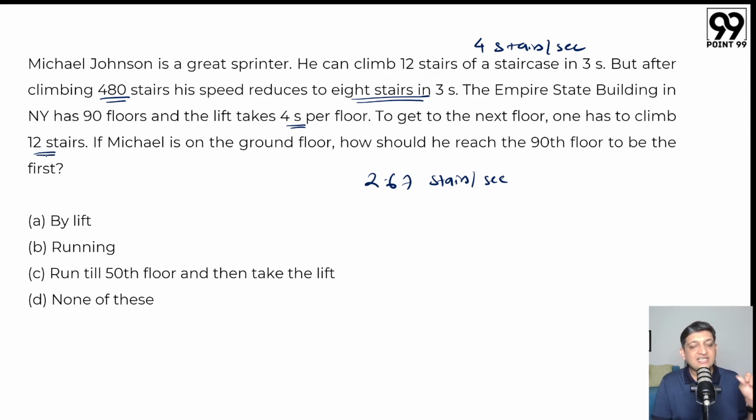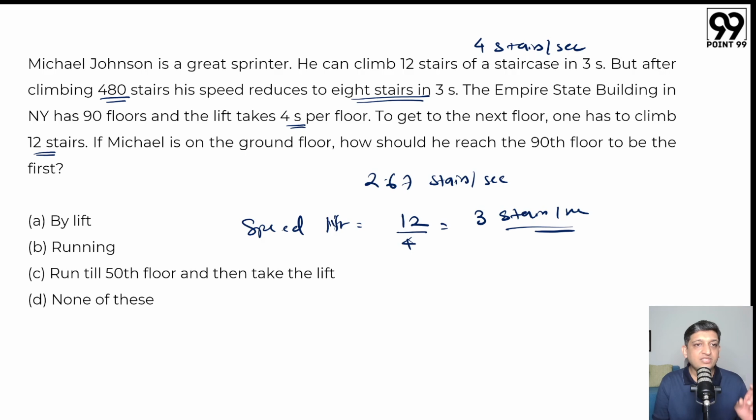So 12 stairs are being covered by the lift in 4 seconds, which means that what is the speed of the lift? So the speed of the lift is going to be nothing but 12 stairs divided by 4 seconds per floor, which is going to be 3 stairs per second. Something like this we'll get, right? So 4 seconds per floor, and we know that 12 stairs are there to be traveling from one floor to the next floor. So this is what we know, and otherwise we should be able to handle this nicely.